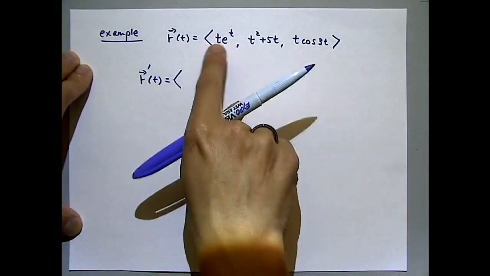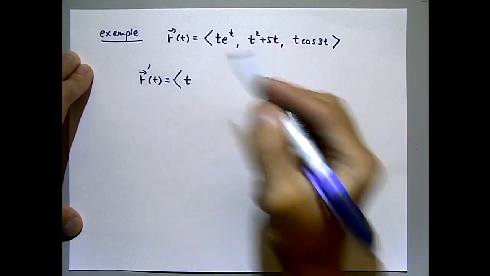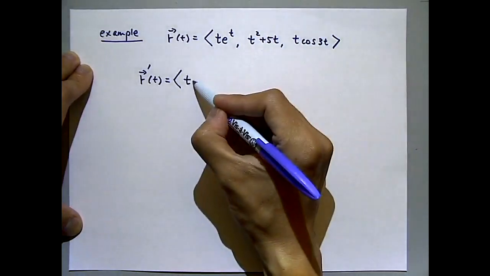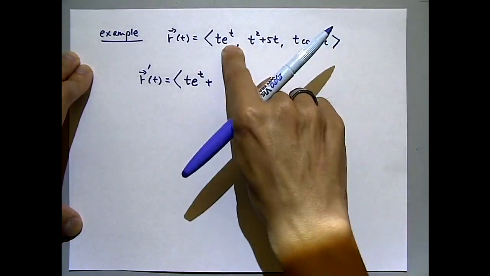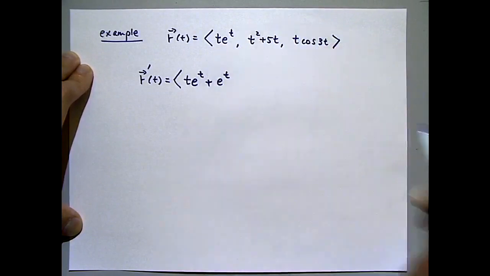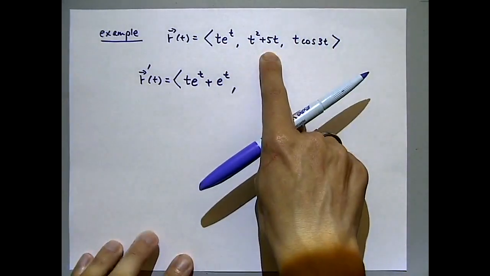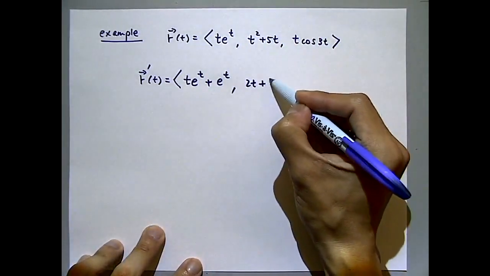So it goes the first times the derivative of the second, e to the t. What's the derivative of e to the t? E to the t, good. And then the second part of the product rule is the second function times the derivative of the first, and that's a 1. This one is easy. That's just a polynomial, 2t plus 5.